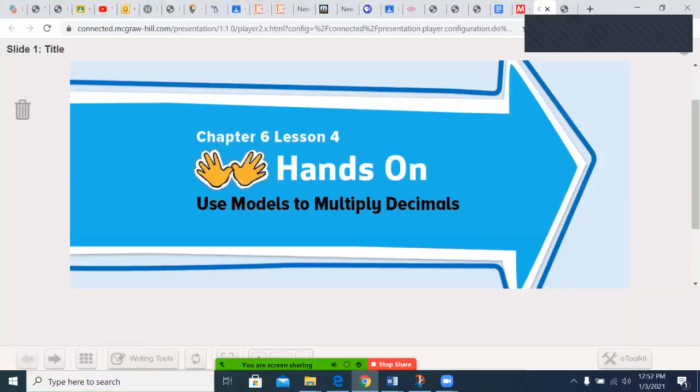Today's episode, Chapter 6, Lesson 4, Hands-on using models to multiply decimals.